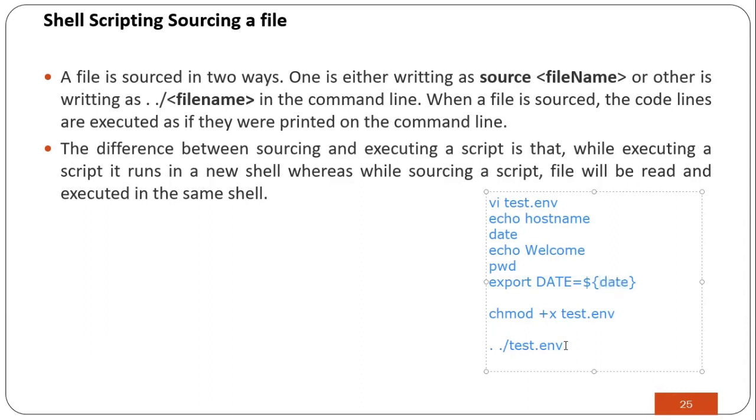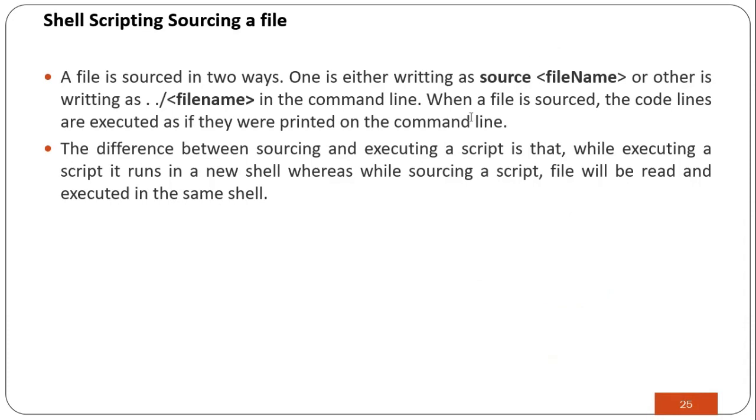And there is another way of sourcing this environment file. This is one method, and the other method is source. There is a command called source followed by the file name. This will source the environment file and load the environment variables, and you don't need to execute all these commands manually one by one. So this is about sourcing the shell script environment variables, sourcing a file.